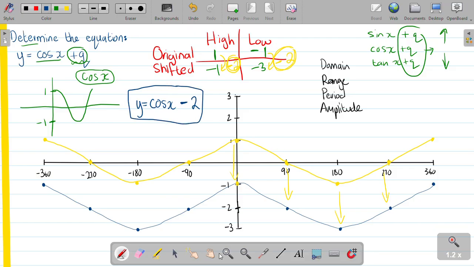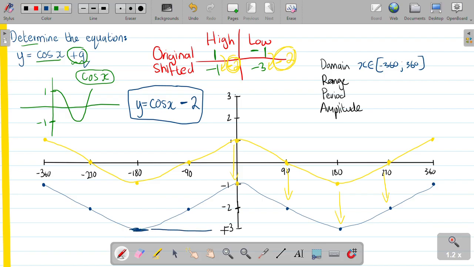Okay, let's have a look at determining domain, range, period, and amplitude. It is very important every single time. So let's go and answer those together. So the domain, once again, is from and including -360 all the way through to 360. And then the range, so for the blue graph, guys, the least value or the smallest y value that exists for the blue graph, we do touch -3.